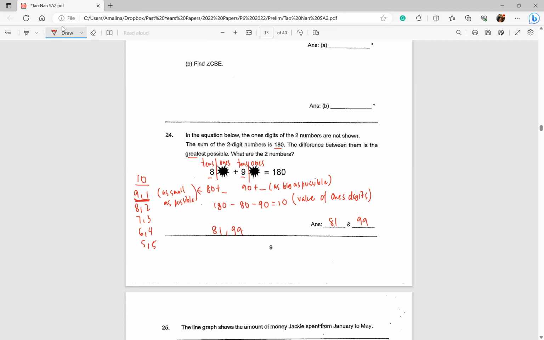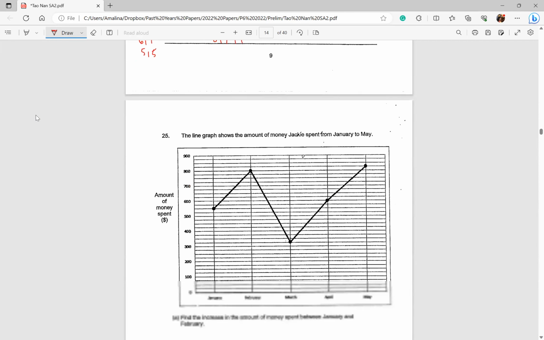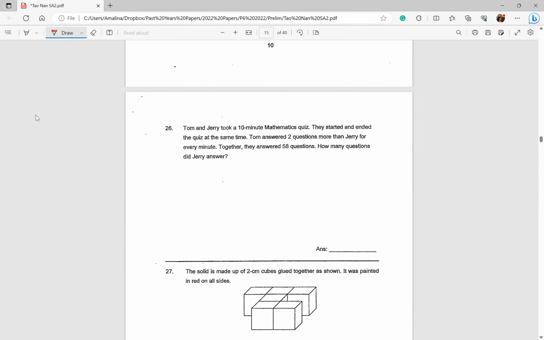Okay, let's go to question number 26. Question number 26 is another one. So Tom and Jerry took a 10-minute mathematics quiz. They started and ended the quiz at the same time. Tom answered 2 questions more than Jerry for every minute. Together, they answered 58 questions. So how many questions did Jerry answer?